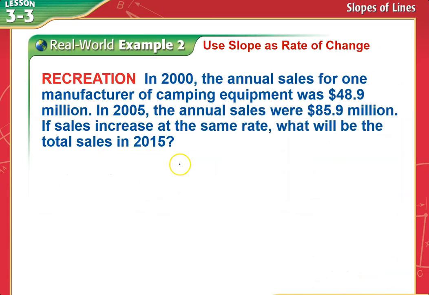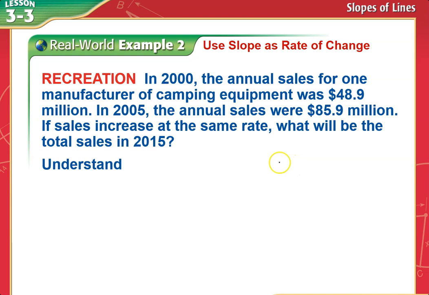Here's a real-world example using slope as a rate of change. In 2000, annual sales for one manufacturer of camping equipment was $48.9 million. In 2005, the annual sales were $85.9 million. If sales increase at the same rate, what will be the total sales in 2015?